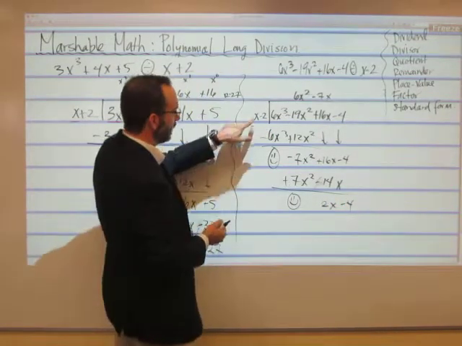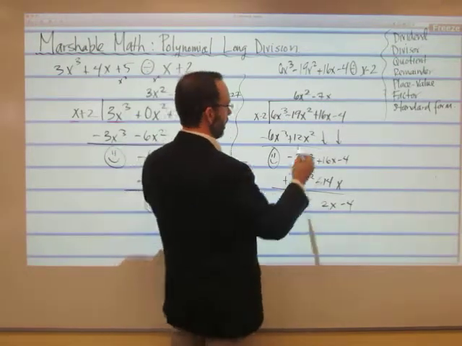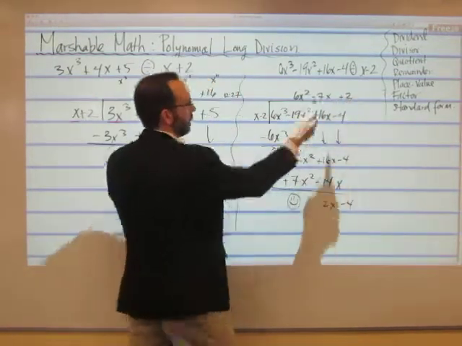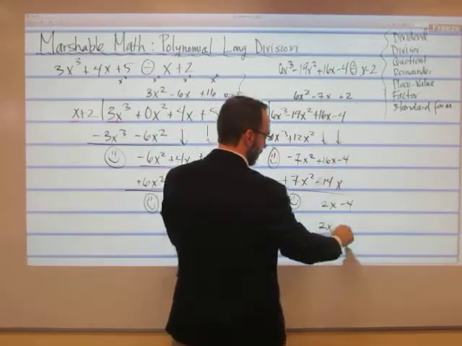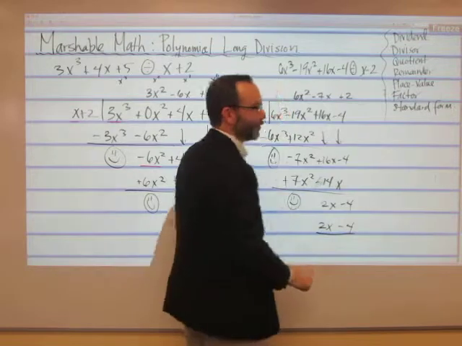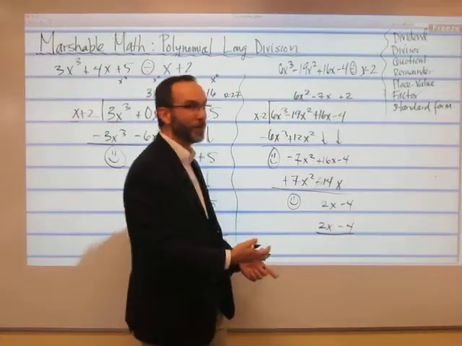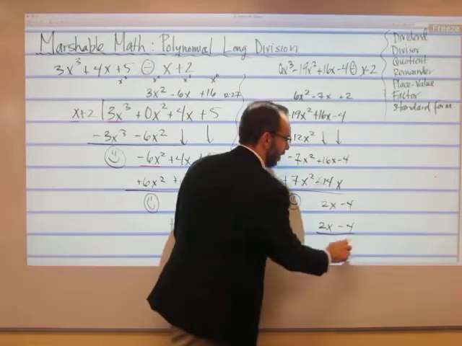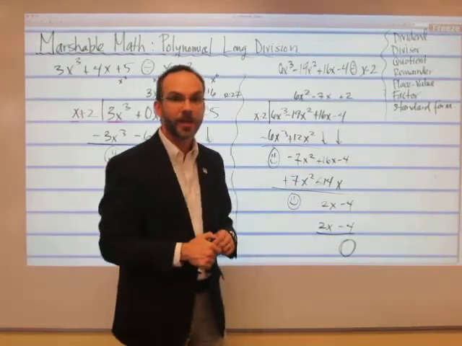Okay, now what do I multiply x by to get 2x? Well, that would be a positive 2. Okay, positive 2 times x, positive 2x. Positive 2 times negative 2 is negative 4. And did you see where this is going? All right, did you get this too? What have you got for your remainder? A 0.